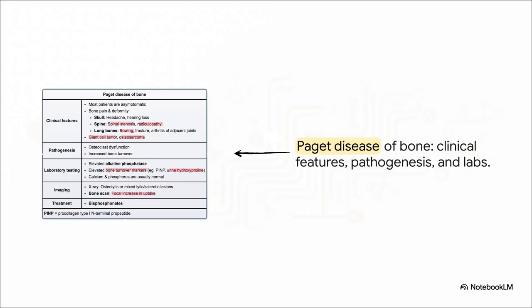That specific lab pattern we just mentioned, it heavily suggests Paget disease of bone. It's driven by hyperactive osteoclasts, causing disorganized bone turnover, which you can actually see as a focal increase in uptake on a bone scan. The direct treatment here is anti-resorptive agents, specifically bisphosphonates.